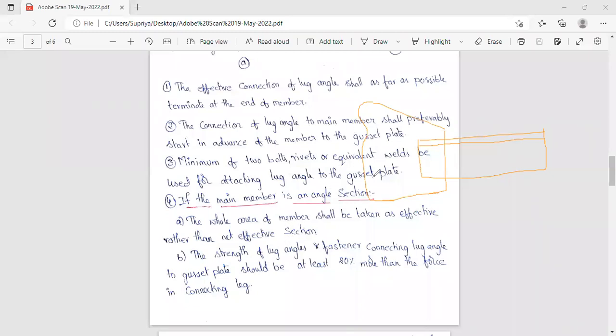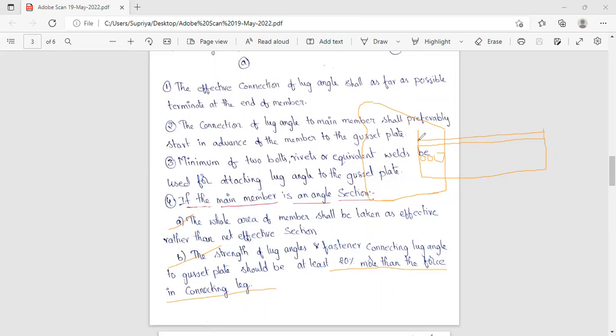Okay, you will understand this point while doing the problems. And see the second point, the strength of lug angles and fasteners connecting the lug angle to the gusset plate should be at least 20% more than the force in the connecting leg. Now while connecting these lug angles, there will be 3 types of connections. First we have to make a connection from the main member to the gusset plate.